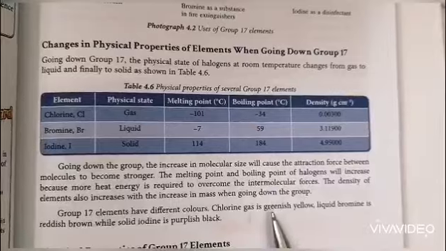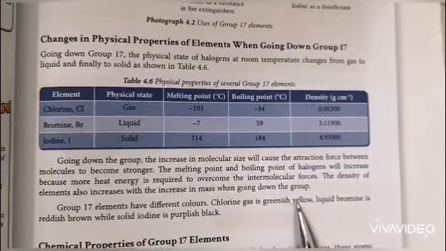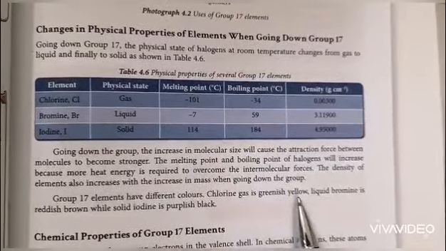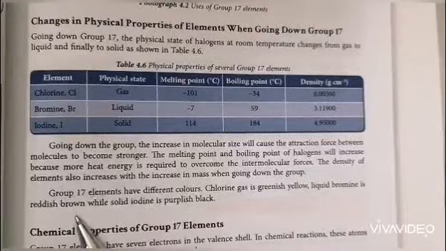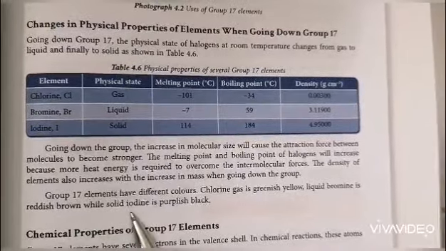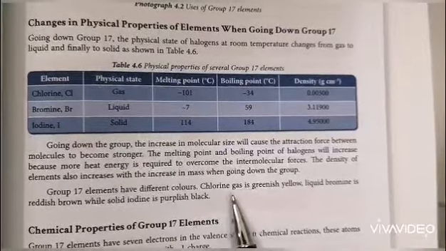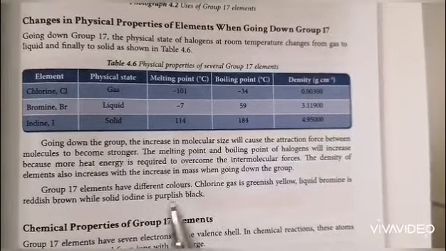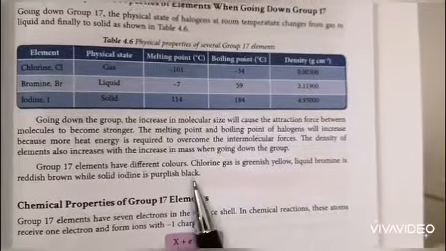And we also notice that chlorine gas is greenish yellow in color, whereas liquid bromine is reddish brown in color, and iodine is purplish black. So you can see that the colors go from light to dark to even darker.